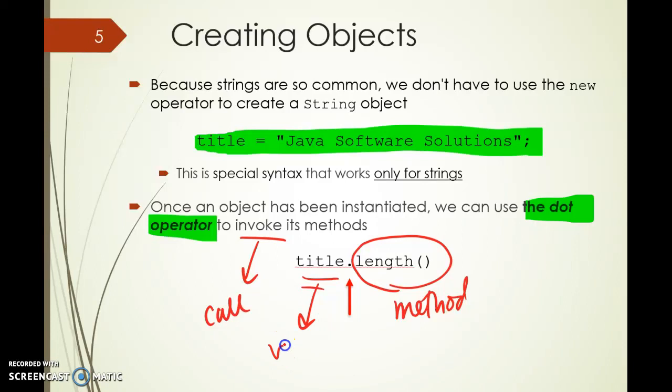Title is the variable name of the object, and the dot is essentially saying who is calling what. So what this notation says when we look at it is the variable title, which is a string, wants to call the method called length, which belongs to the string class.